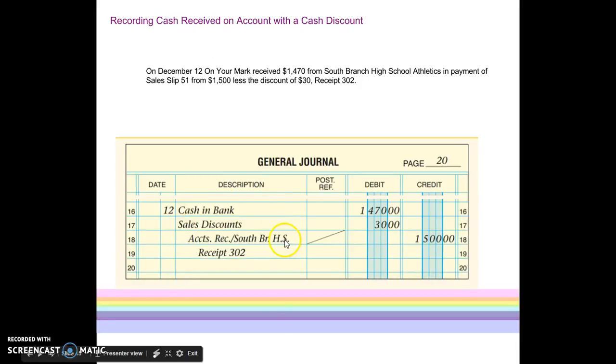The transaction would look like this in the journal. A debit to cash and bank for the amount received, $1,470, and a sales discounts debit for $30, and that would equal the amount of the sales slip that was originally charged to our customer of $1,500, which is going to have to be credited to their account to indicate that they have paid for this purchase, even though they haven't paid what the sales slip was first written out for because of the sales discount.